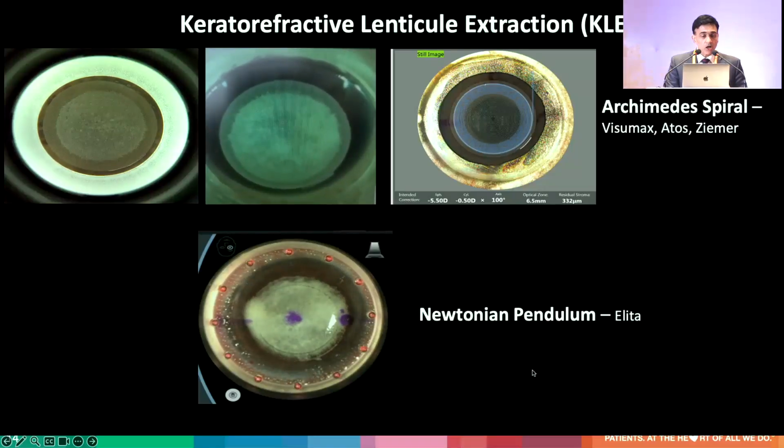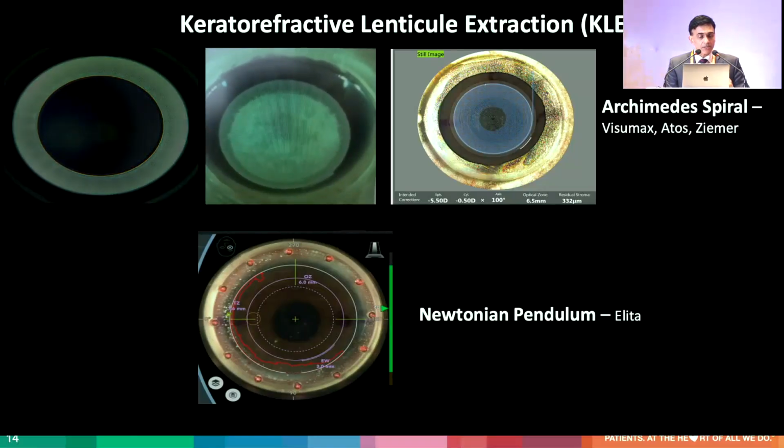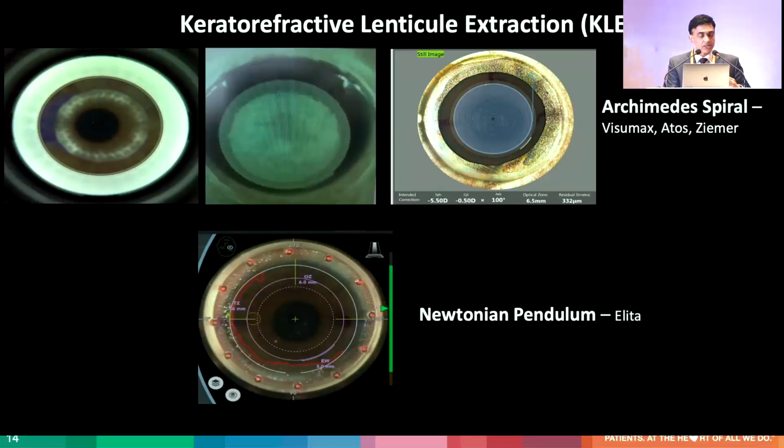Again, the advantage of the Archimedes spiral lasers is that if you do get suction break, it's a lot easier to pick that up and then complete the procedure itself, as opposed to a Newtonian swinging pendulum, where the laser accurately measures the pulse as you track it across the surface, which is a great thing to be able to have. But the disadvantage is if you do get suction break, it's very difficult to pick up the rest of the lenticule cut if you're swinging a laser pulse as well.